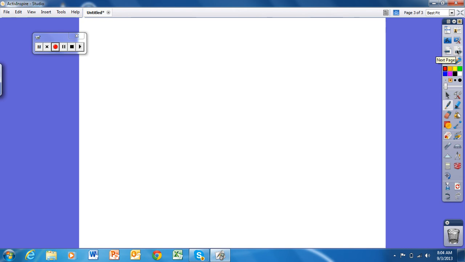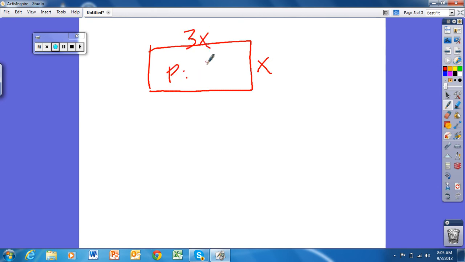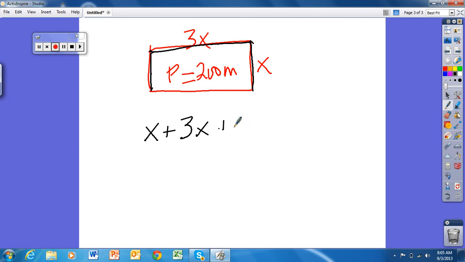Let's try a word problem. Actually, I'll draw a picture. You have a rectangle whose length is 3 times its width, and whose perimeter is 200 meters. Now remember, perimeter is the distance around the outside of a rectangle. So if I were to trace this rectangle, it would be x plus 3x plus x plus 3x for a total of 200.